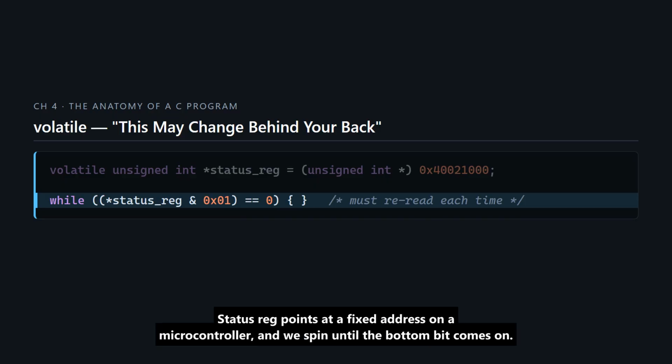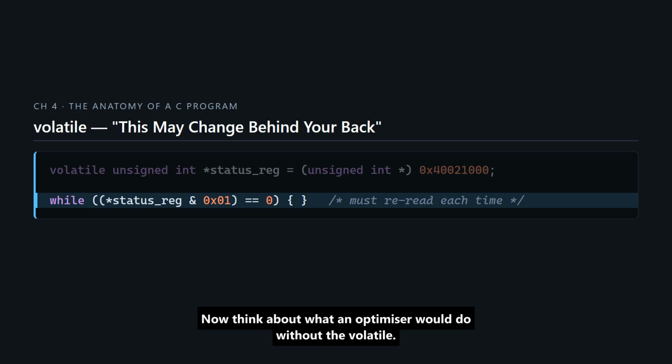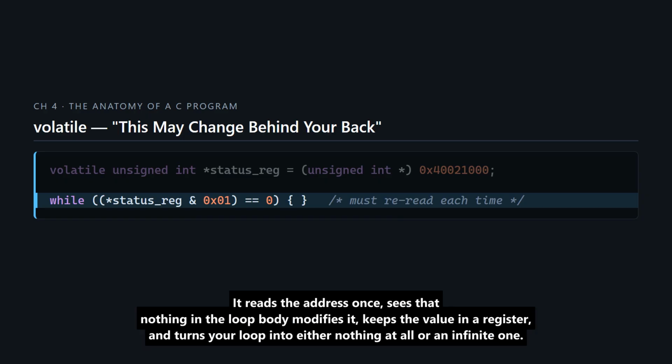Status reg points at a fixed address on a microcontroller, and we spin until the bottom bit comes on. Now think about what an optimizer would do without the volatile. It reads the address once, sees that nothing in the loop body modifies it, keeps the value in a register, and turns your loop into either nothing at all or an infinite one.